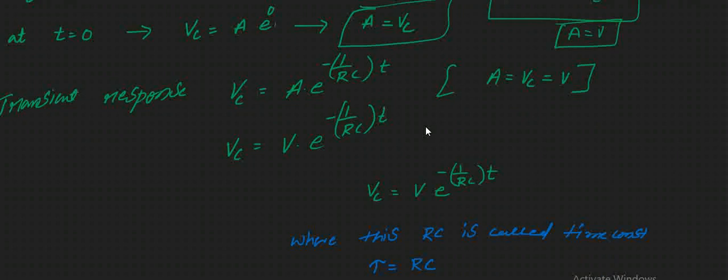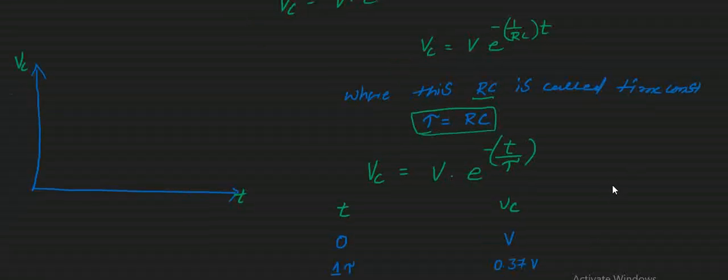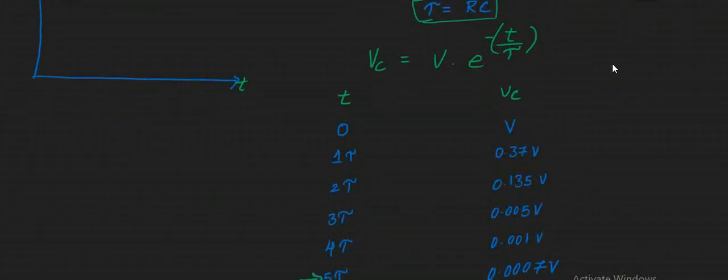So Vc is equal to V into e power minus 1 by Rc into T, where this Rc is called the time constant. This time constant is indicated with tau, so tau is equal to Rc. By substituting tau is equal to Rc, here you are going to get Vc is equal to V into e power minus T by tau. So let us draw the equation for Vc and T.